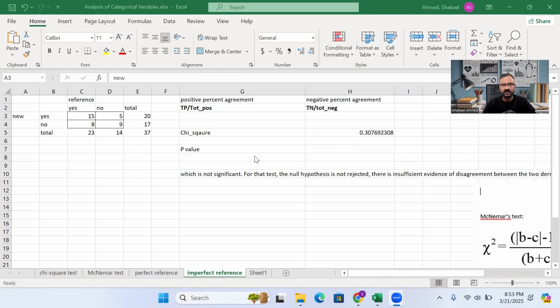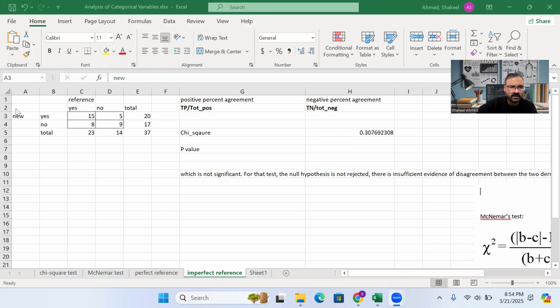This is Shakil Ahmed. In this tutorial, we will discuss agreement between the responses or the results of two tests, where we have a new test and we have a standard but imperfect reference test. So we just need to check whether the two results agree with each other or not using the positive percentage agreement, negative percentage agreement, and we also can check using McNemar's test.